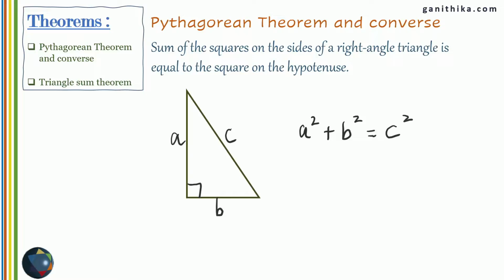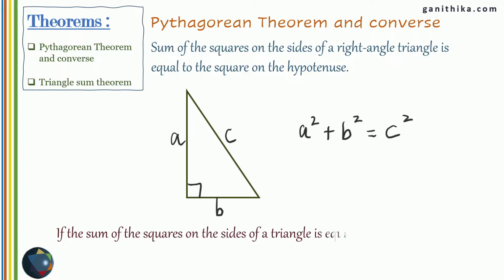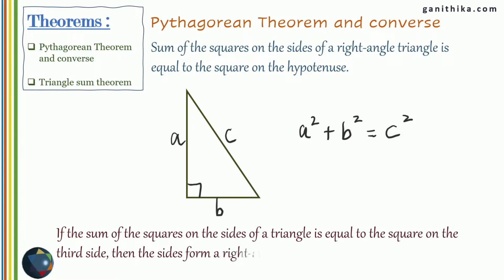And the converse is going backwards, right? If you have 3 numbers which satisfy this condition, A square plus B square is equal to C square, then those 3 numbers form the sides of a right-angled triangle. So if you have 3, 4 and 5, for example, 3 square plus 4 square is equal to 5 square, and if you have a triangle with the sides 3, 4 and 5, this triangle has to be a right-angled triangle according to the converse of Pythagorean theorem.